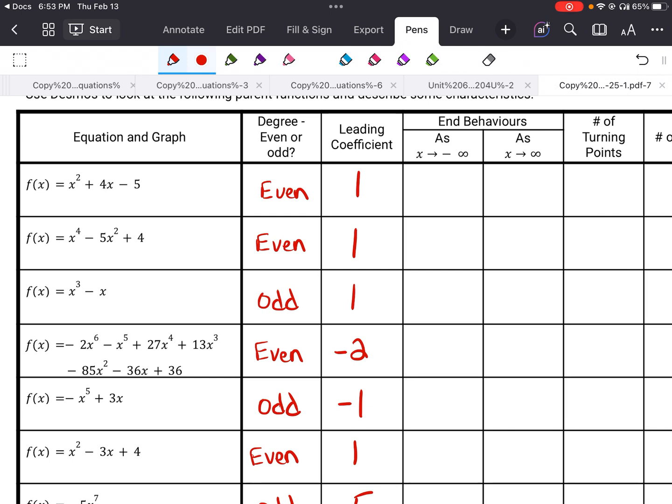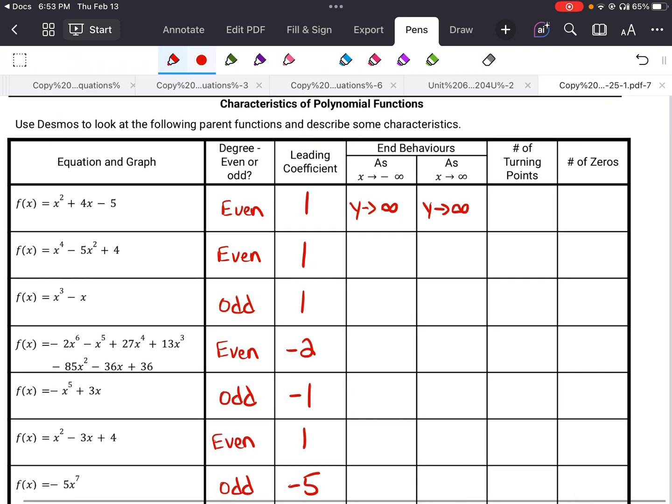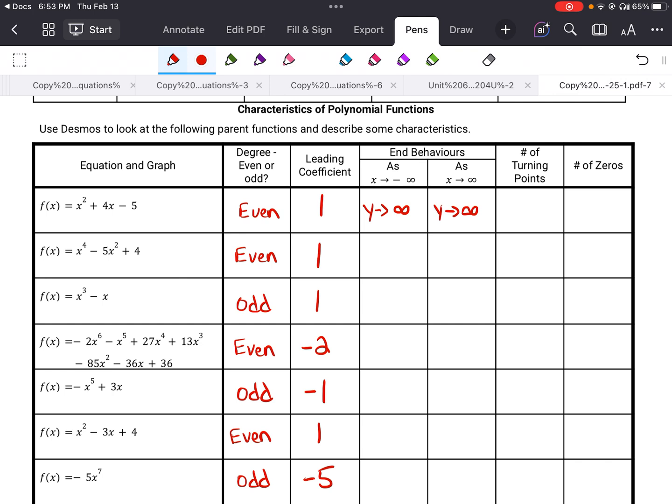Okay, so with even degrees, that means that just like quadratic, it goes down, touches a spot, and then goes back up, so the arrows are pointing the same way. As x approaches negative infinity, so as it goes to the left, y approaches positive infinity. And same to the right. As x approaches positive infinity, y also approaches positive infinity.